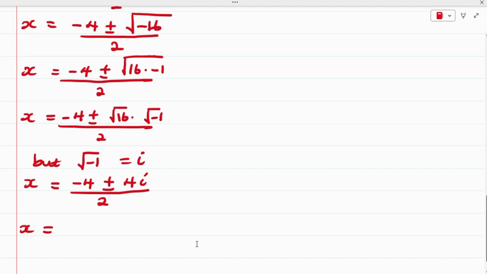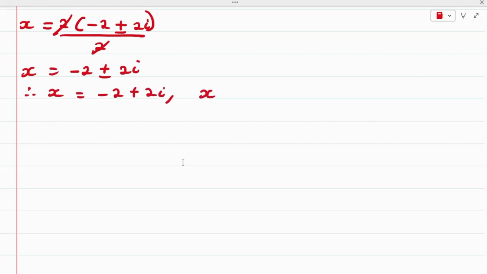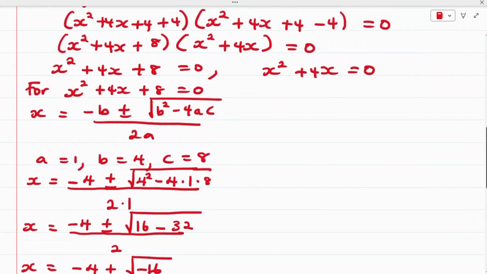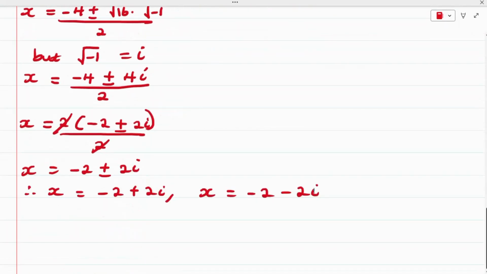So x is equal to, if we factor out 2, we have this to be minus 2 plus or minus 2i, divided by 2. So we have that x is equal to, this is going to cancel out this, so we have minus 2 plus or minus 2i. So therefore x is equal to minus 2 plus 2i, and x is equal to minus 2 minus 2i. So we have been able to solve for the first part right here, and we have the values of x. So we want to simply solve for x squared plus 4x equals 0.